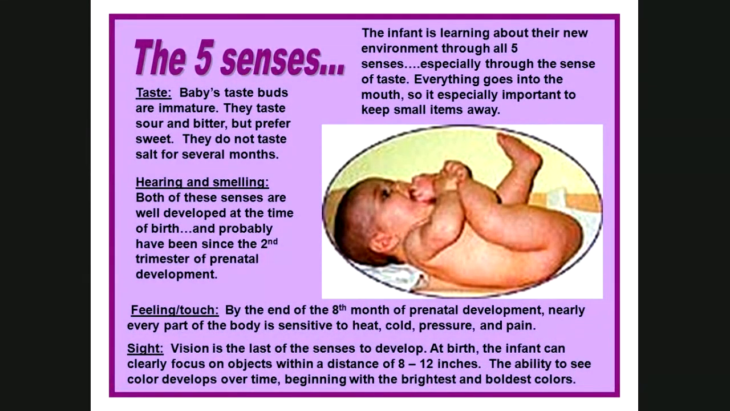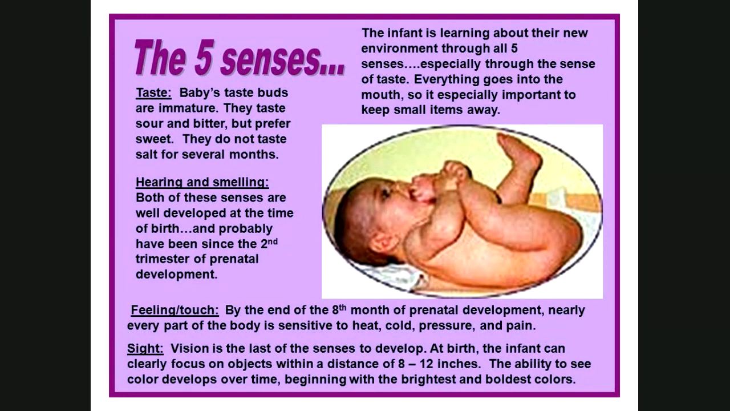And their sight is not the most developed. Their vision is the least developed, but at birth, the infant can clearly focus on objects within a distance of 8 to 12 inches. And so it's not surprising that when a mom holds the baby in a cradle position while she's breastfeeding, her face is about 8 to 12 inches away from the baby. It's like biologically designed that way. The ability to see color develops over time, beginning with the brightest and boldest colors.